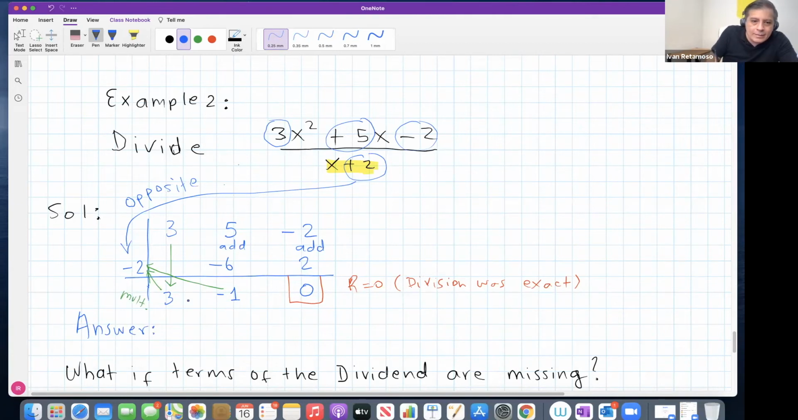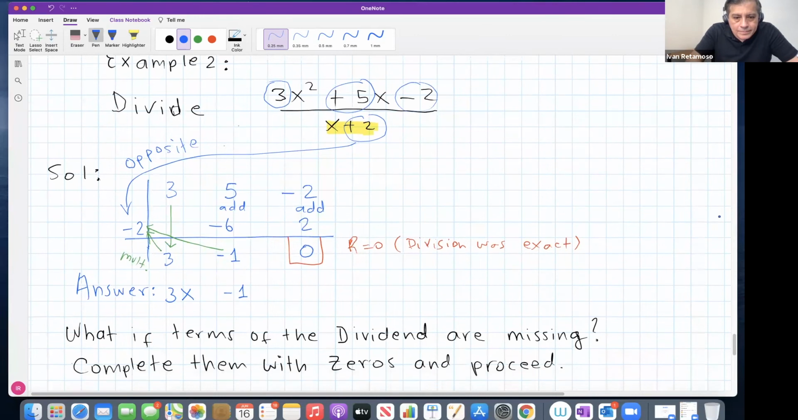But how do I get the quotient out of these two numbers? I start here. -1 is going to be the constant term, the last term. And this guy is the coefficient of the x term. So 3x minus 1 should be the answer, the quotient. You follow, guys? Yeah, it's a very nice method. And you should learn it because we're going to use it a lot in the next section.